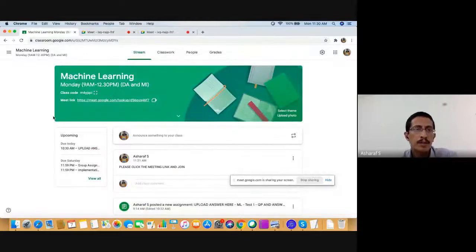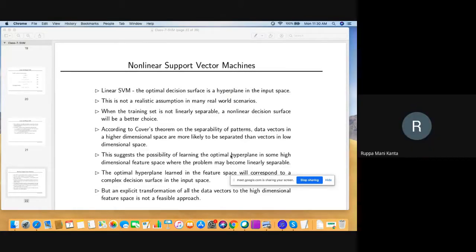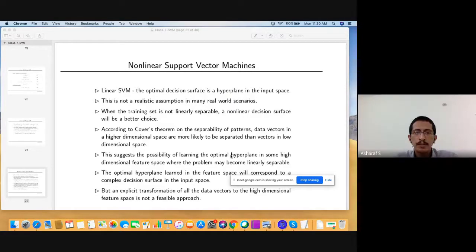Good. And I think we are set. So we'll continue with the support vector machines. I hope you can see the screen. Yes, sir. Yes, we can see this.